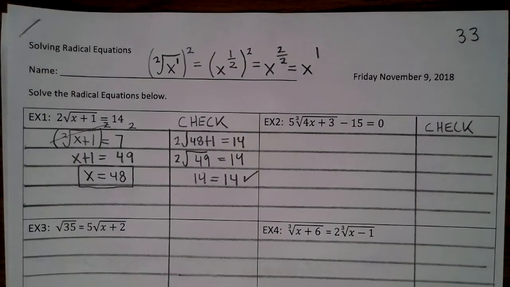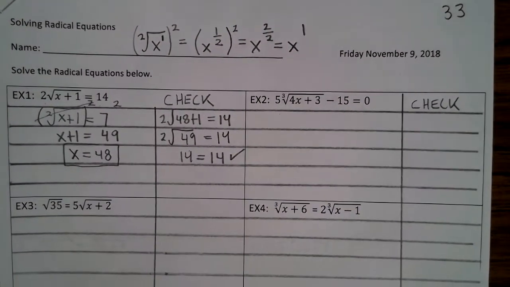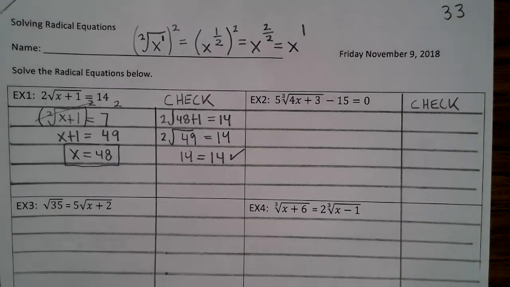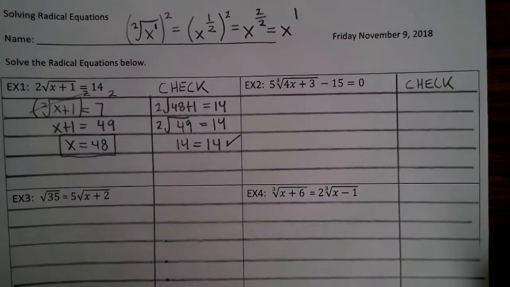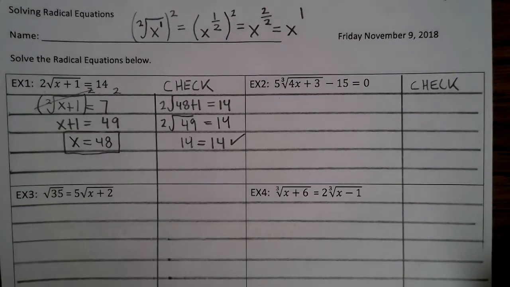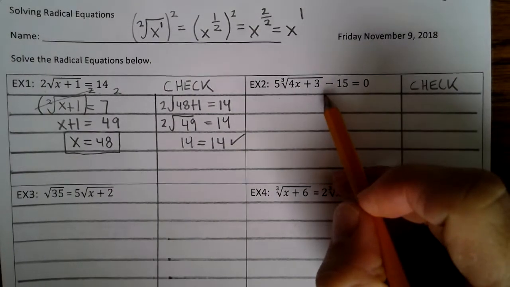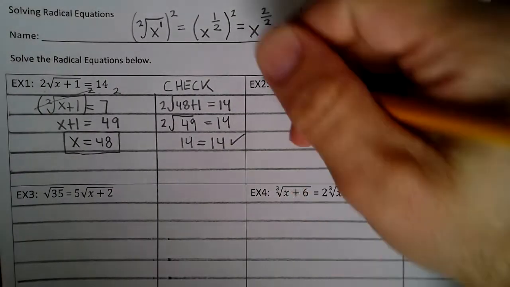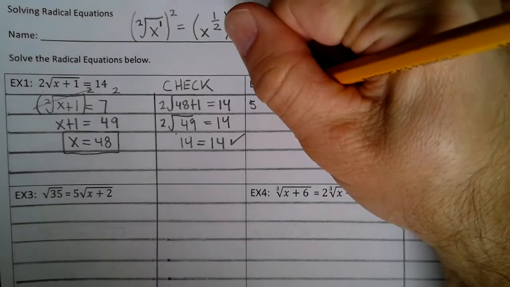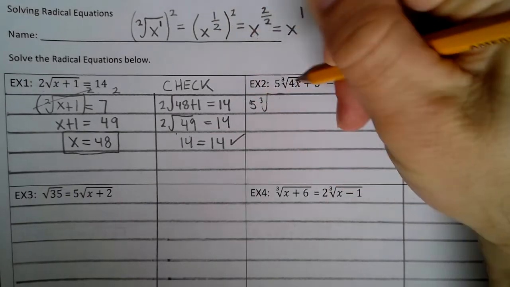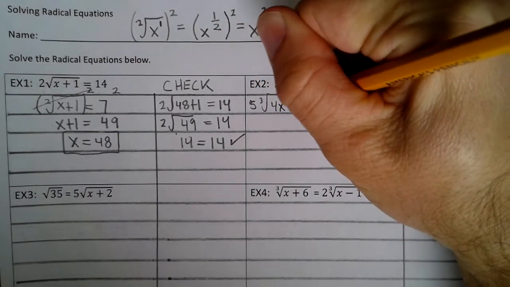All right, let's take a look at example 2. And actually, no. Wait, yep, sorry. I had lost my mind there for a second. All right, so example 2. First step is to isolate the radical, so we're going to add 15 to both sides. So we have 5 cube root of 4x plus 3 equals 15.